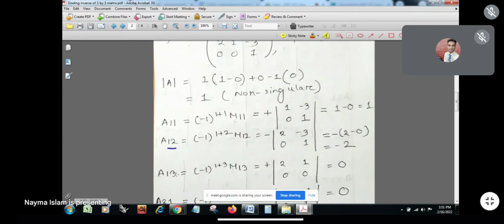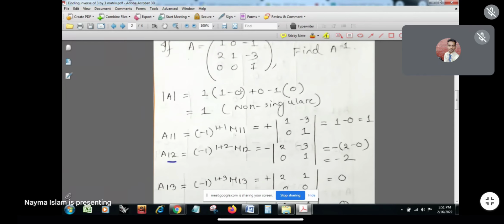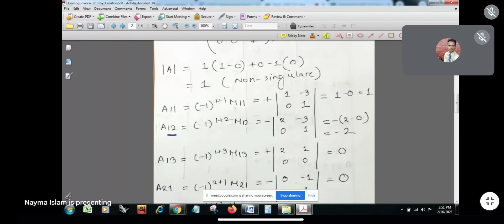Okay. Now A13. A13 means the power will be even, so it will be positive. After that, for 1, 3, cancel the first row, third column. So this is our remaining matrix. So the answer will be 0.